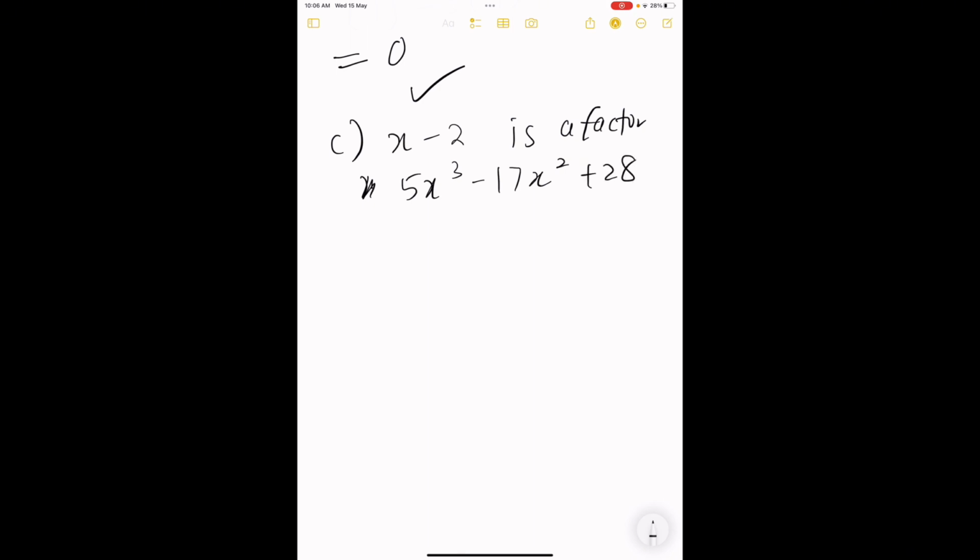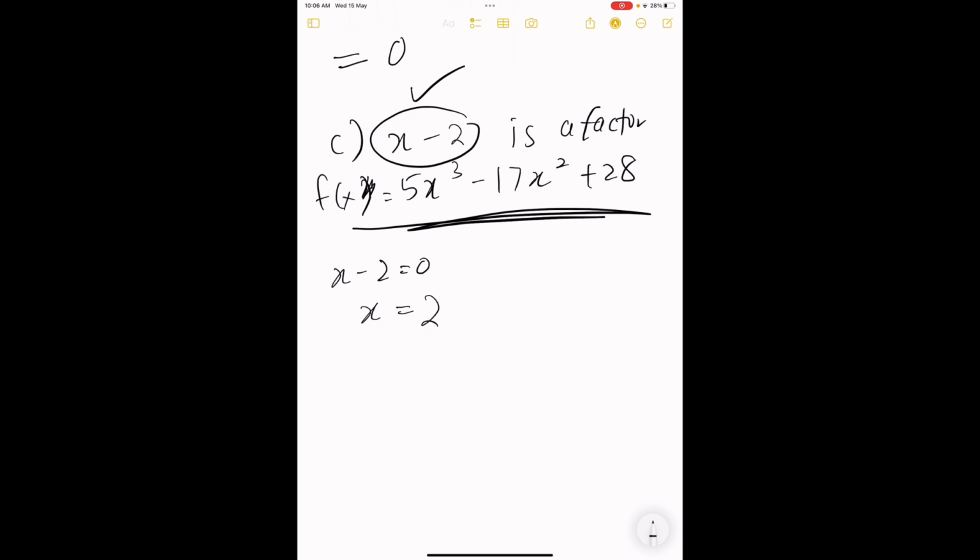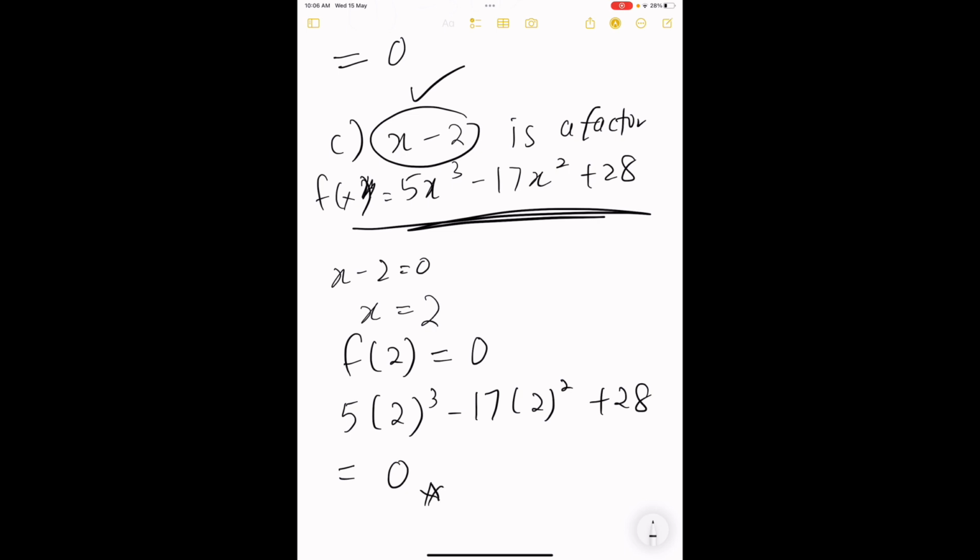Okay, so from here, this is your f(x), your function. From x minus 2, you equate it to 0 and you will get x is 2. From the factor theorem, when you substitute x with 2, it will give 0. So substitute in f(x), changing x to 2. Use a calculator, it will give you 0.